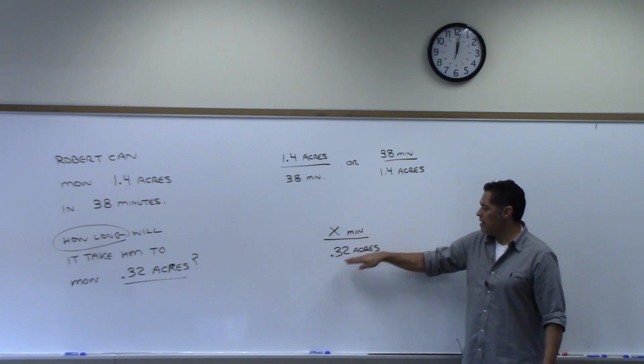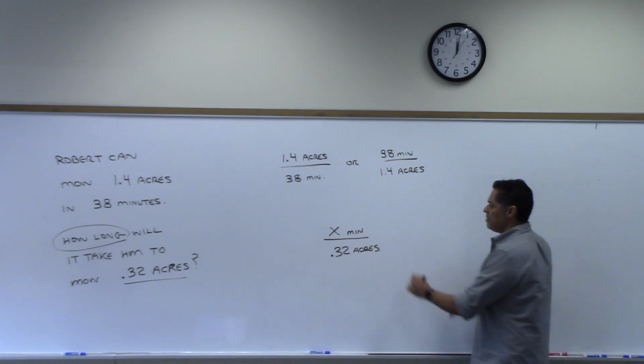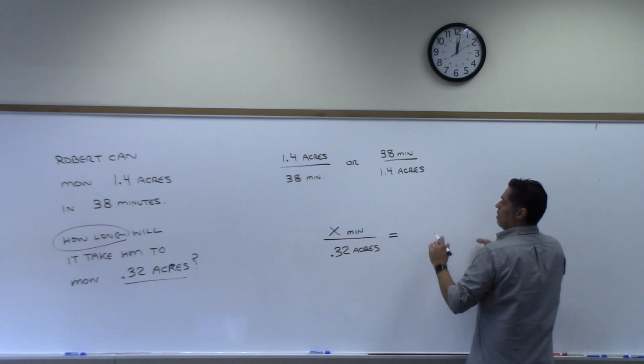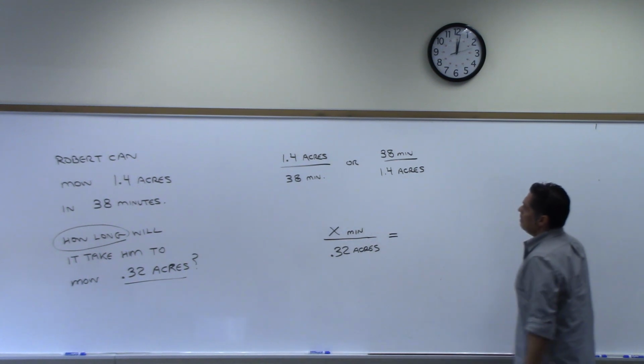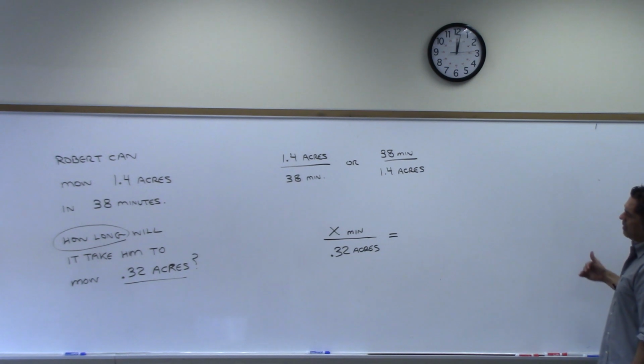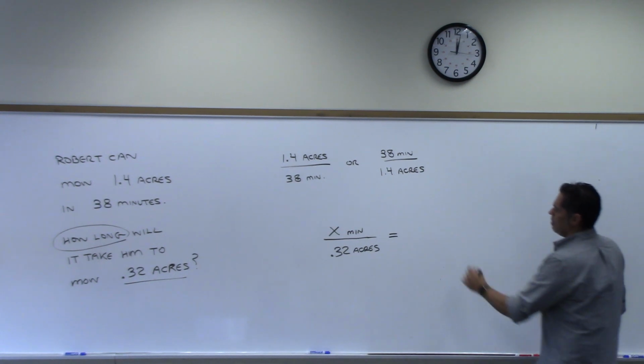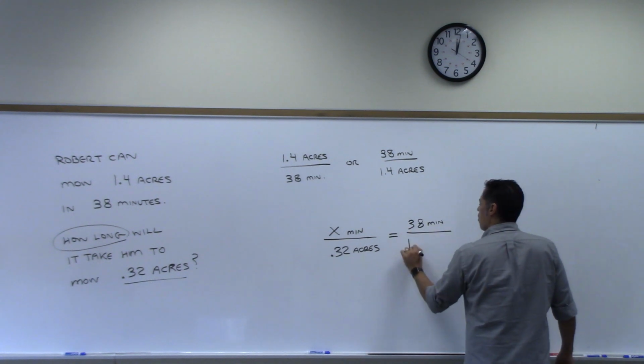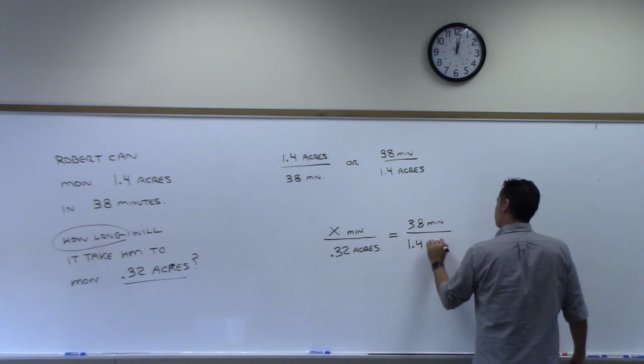How many minutes does it take me to do that, right? But this must be equal to whichever one of these is the same thing with minutes on top and acres on the bottom. So 38 minutes on top, and then 1.4 acres on the bottom.